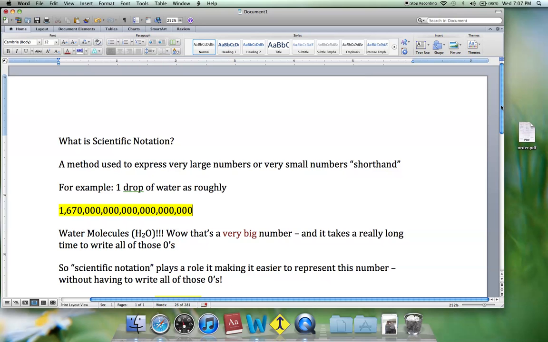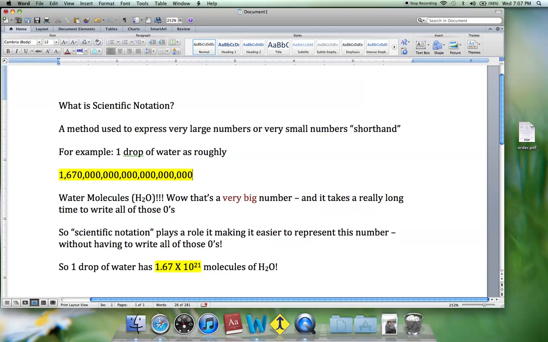Writing it in scientific notation, I get 1.67 times 10 to the 21st power. So 1 drop of water has 1.67 times 10 to the 21 molecules of H2O. That number was a lot easier to write than this really long number, okay? And we're going to get to the decimal being here in just a moment.